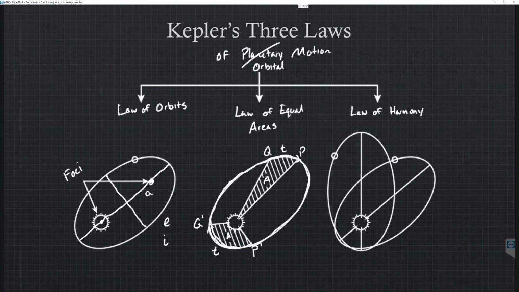And what the law of harmony is that any orbit with the same semi-major axis will also have the same orbital period. So it will take the same amount of time to travel around this orbit once as it will to travel around the other orbit once, as long as they have the same semi-major axis.